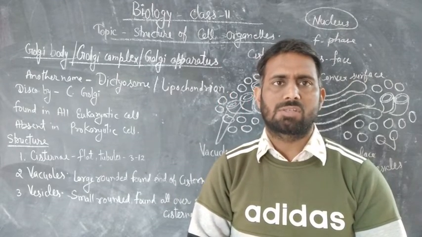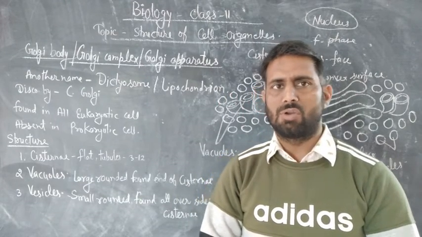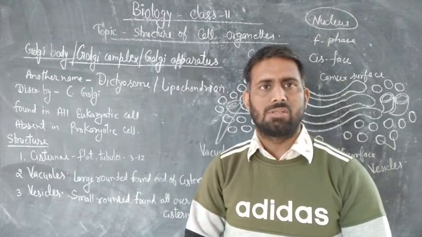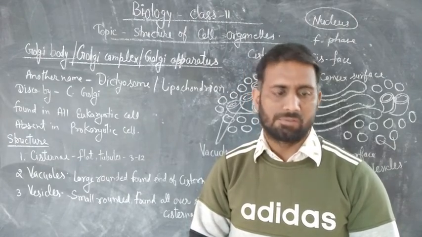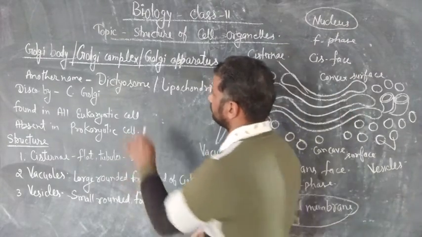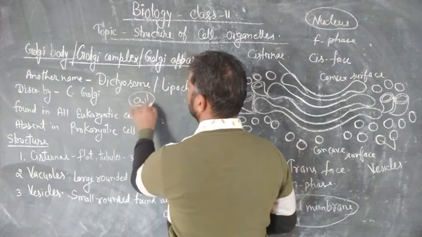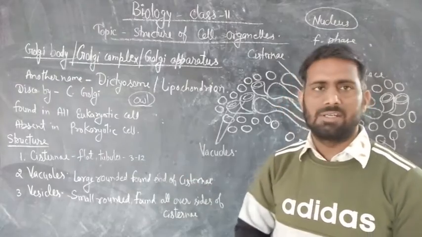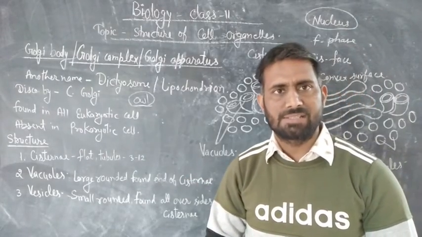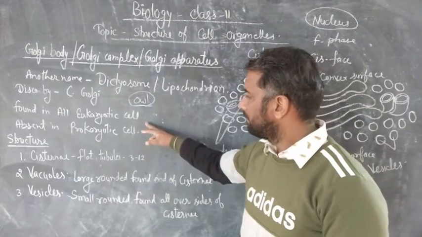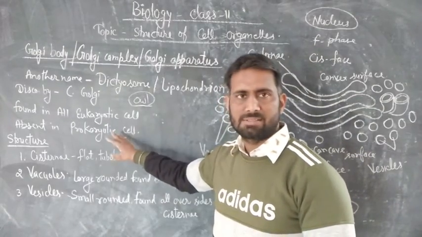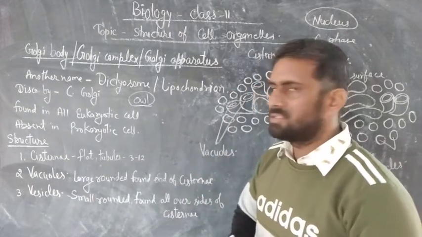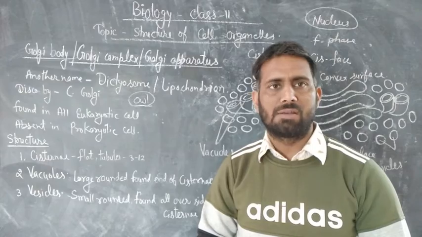The Golgi body was discovered by Camillo Golgi in 1898 in the nerve cells of owl. It is found in all eukaryotic cells and is absent in prokaryotic cells, and it is a single membrane bound cell organelle.